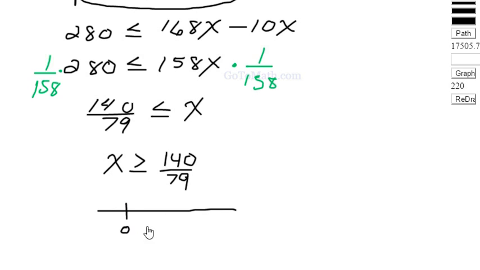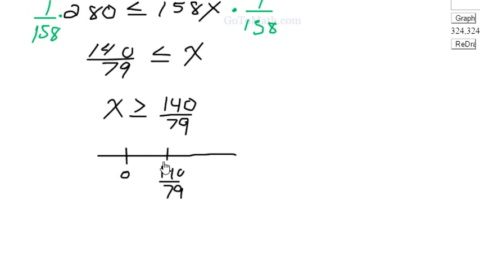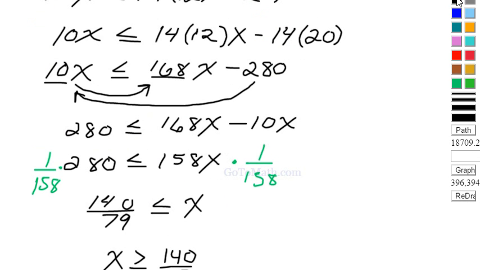Let's put 0 here, and we'll just say 140 over 79 is right here on the number line. Since there's really not a scale, what do we need to do? Let's get some red here. So we're including the number. Alright, so let's put a solid dot. X is greater than or equal to. So everything greater than or equal to it.